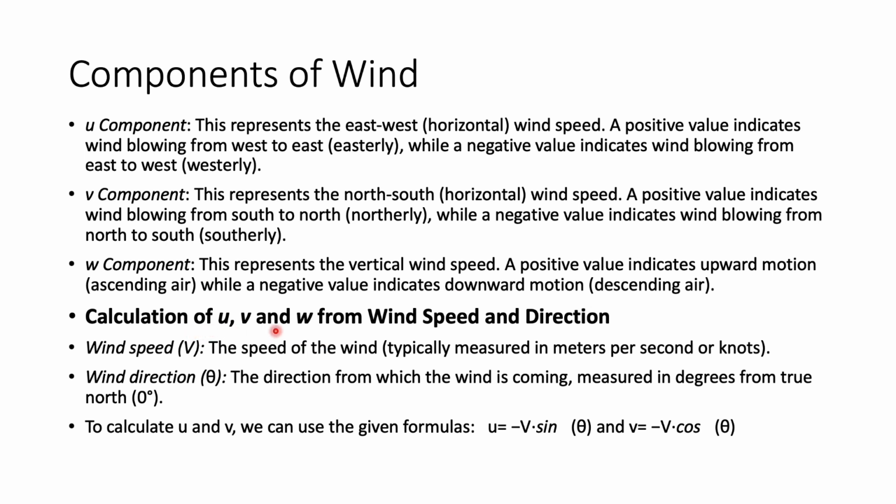So how do we calculate U, V, W from wind speed and direction? The wind speed V is equal to the speed of the wind, typically measured in meters per second or knots.